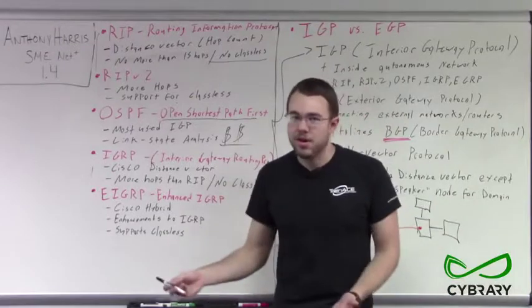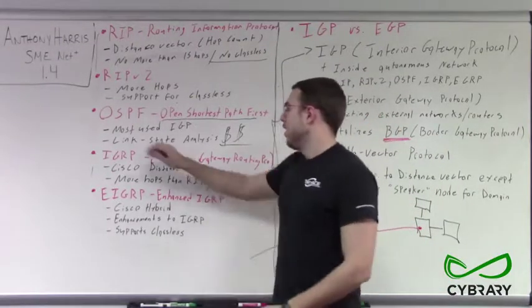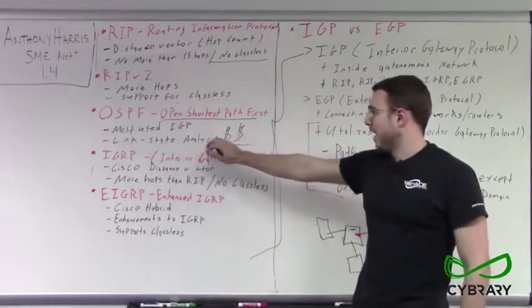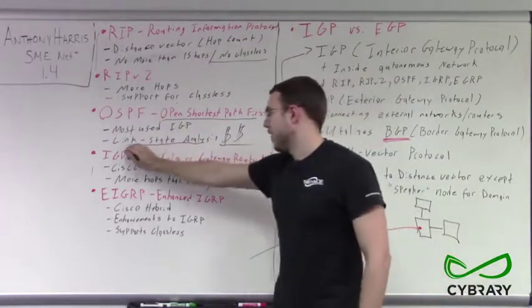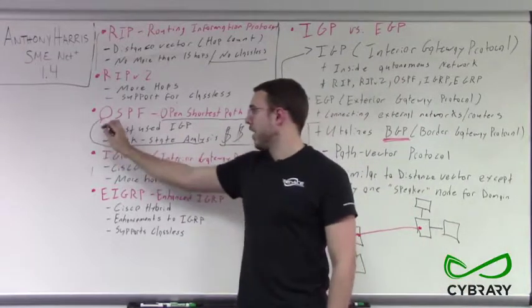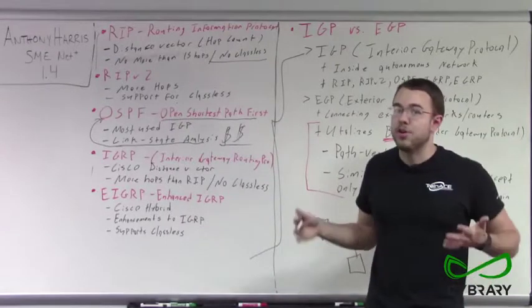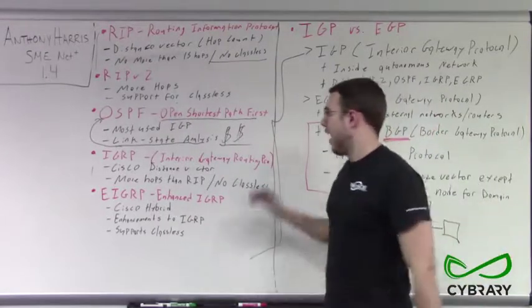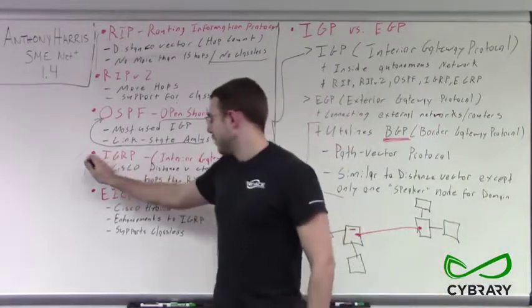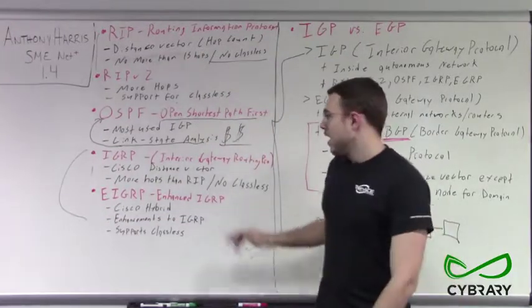I said bad multiple times there. So high cost is bad, low cost is good. So that's what link state analysis is. We talked about that earlier, though. Link state analysis is what is going to be used by Open Shortest Path First, OSPF, our most commonly used interior gateway protocol. And then lastly, the last two, we have IGRP and eIGRP.